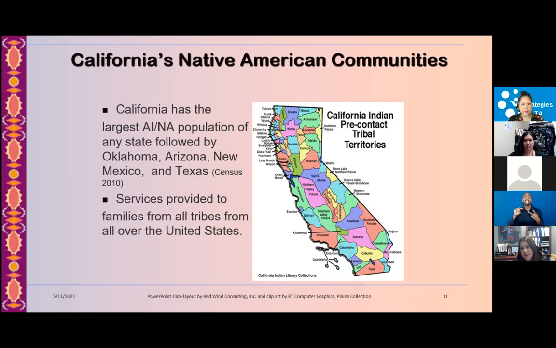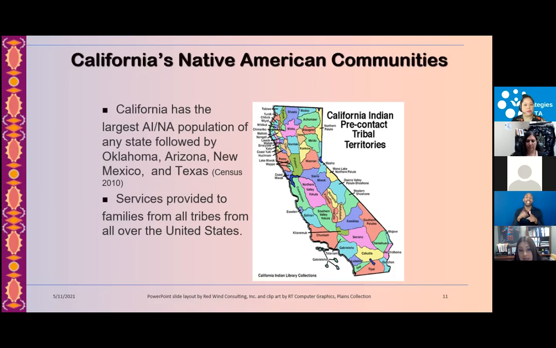So my last name prior to being married was Herrera. We recognize that we initially think that Indian people will have a certain kind of name, but here in California, because of the mission system and the Spanish influence, a lot of our natives speak Spanish as well. So we recognize that California has the largest American Indian and Alaska Native population, followed by Oklahoma, Arizona, New Mexico, and Texas.